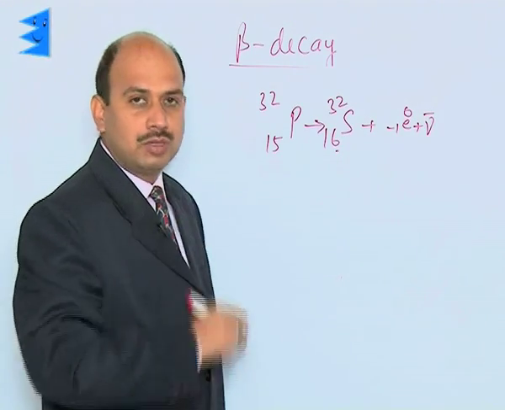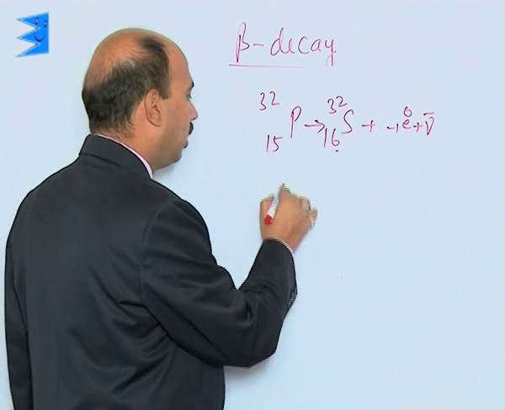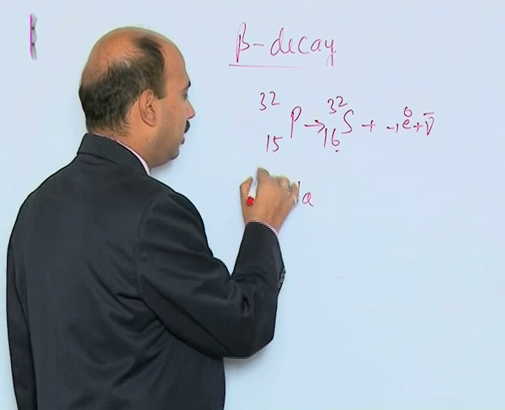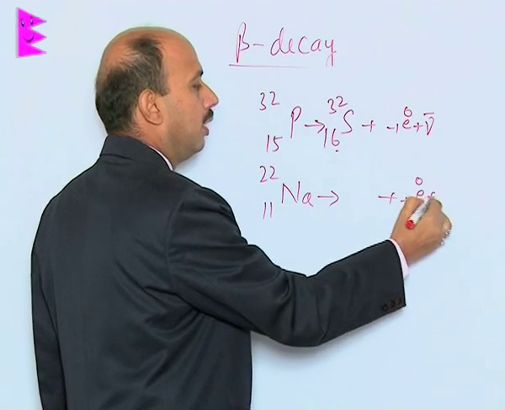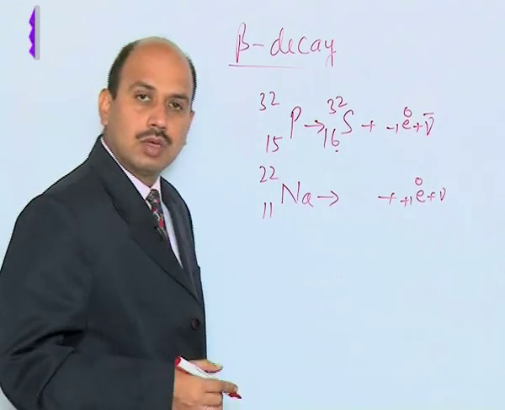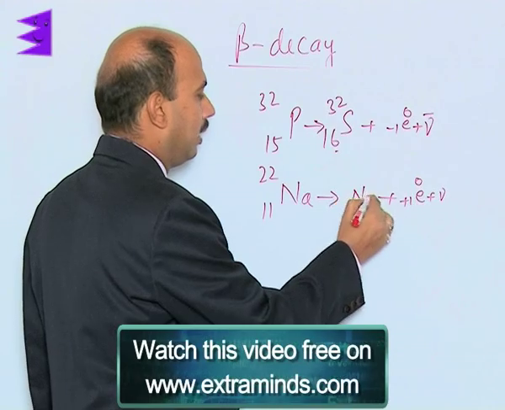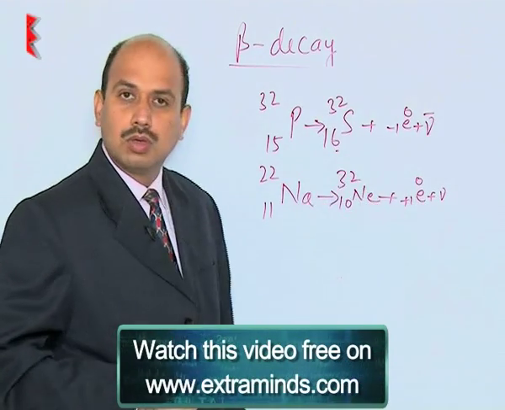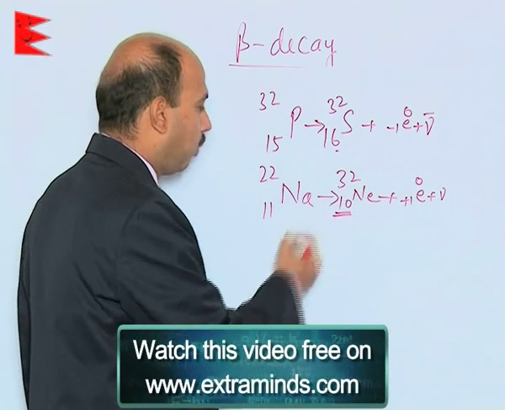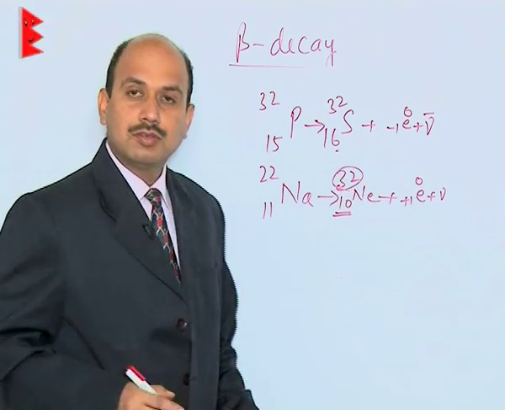If you are taking the positive beta decay, that is called a positron, then we can write Na, that is 22, it gives out +1 E0, and here the neutrino comes out. And then we can write Ne here, this is 10 and 22. Here the atomic number is reduced by 1 and the mass number remains the same.